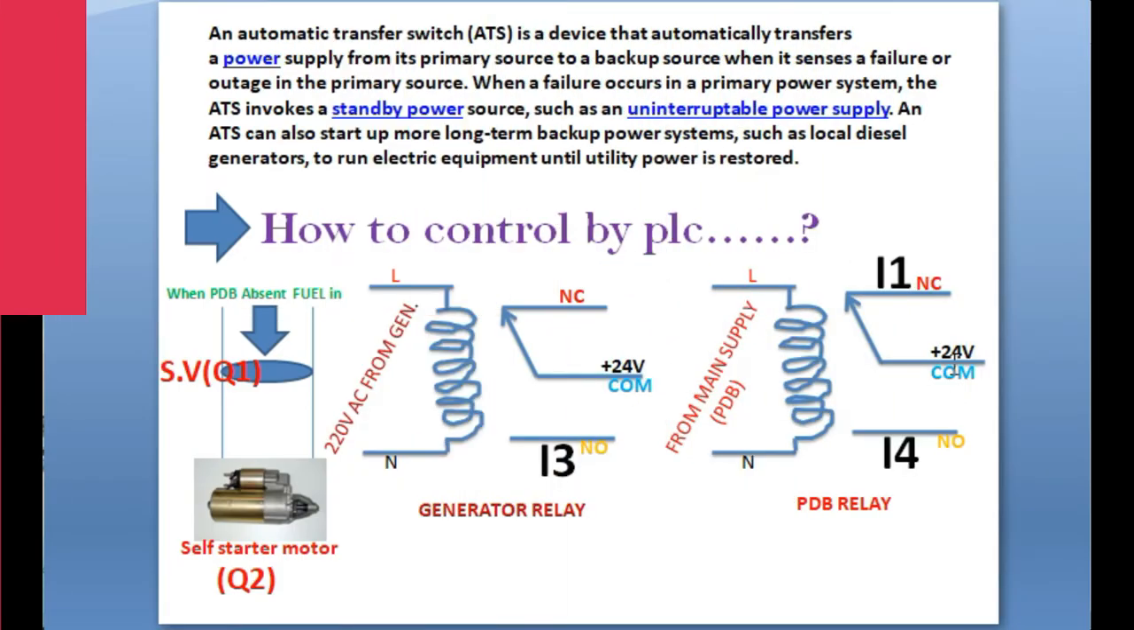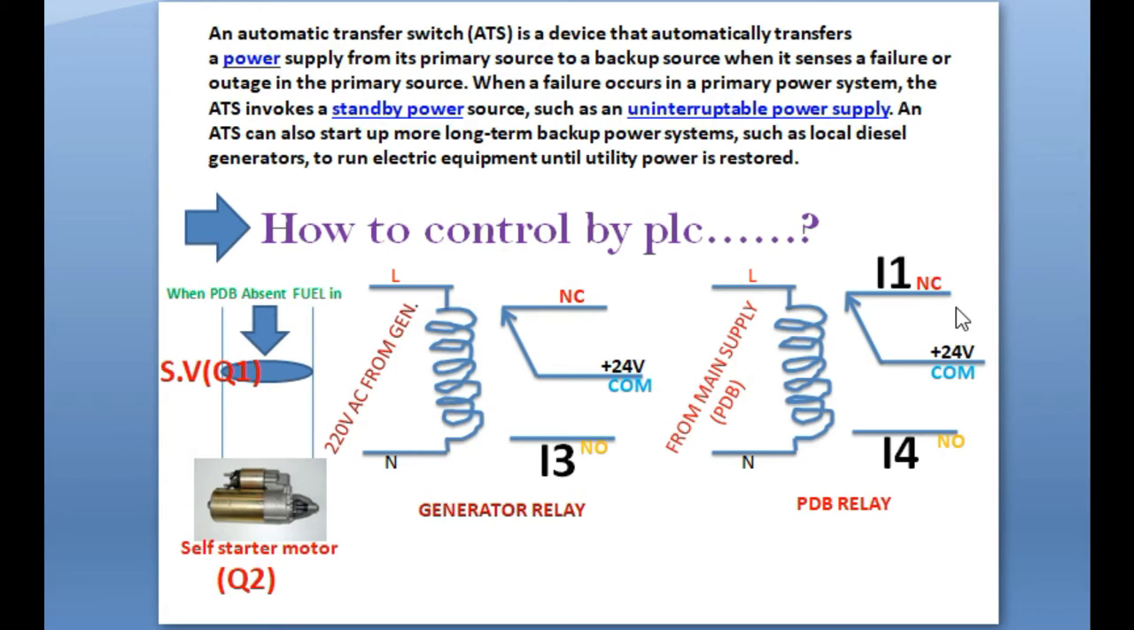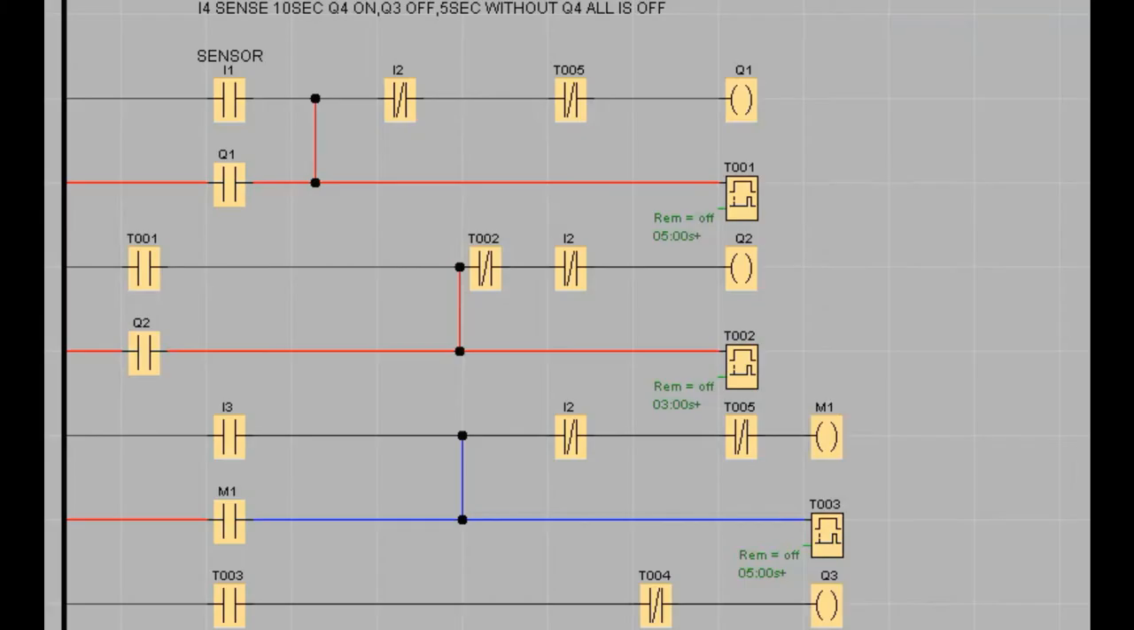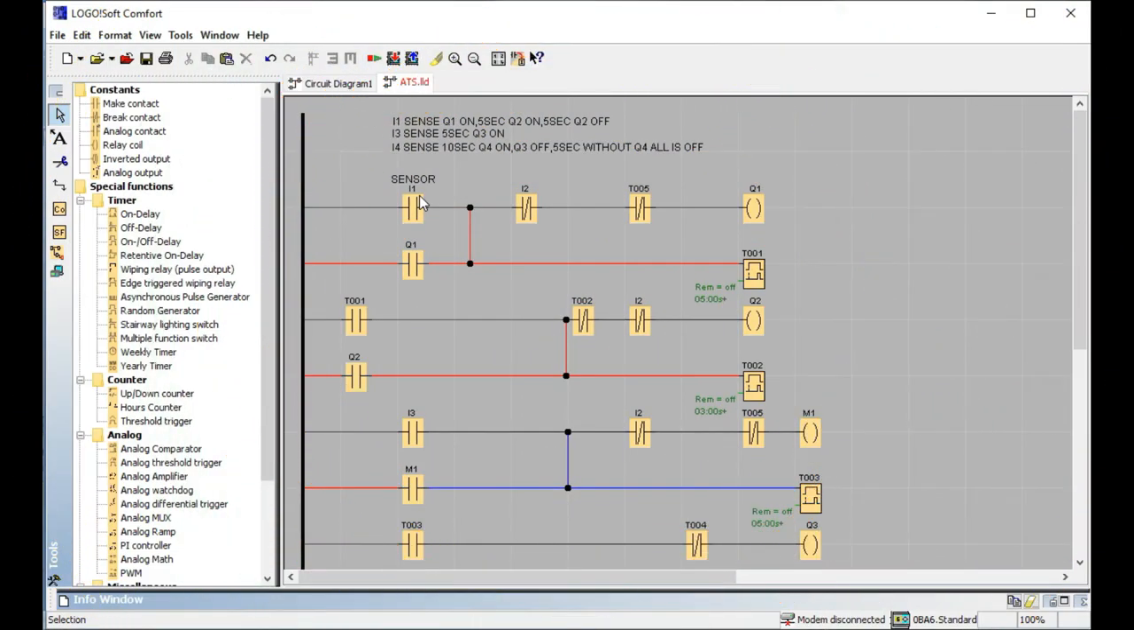This sensor is connected as described in the previous video. This is the PDB relay. It is connected to the relay NC. When the PDB is absent, at that time the NC senses to this sensor. So friends, this is the sensor. I hope you understand where this sensor is coming from. This is the relay sensor.